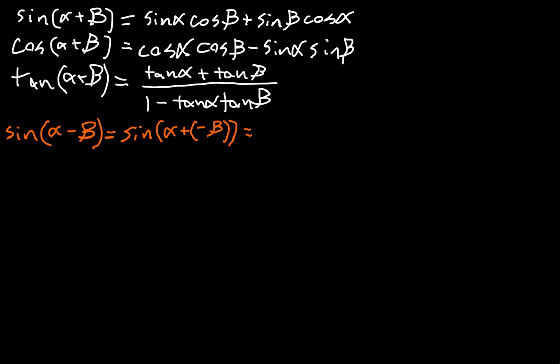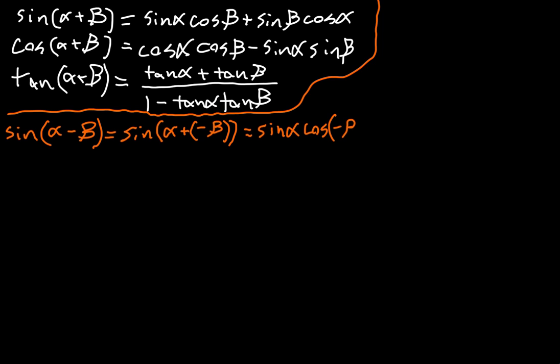So let's start with sine, since we're already here. That's going to be, and let's wall off this area, so we're done with this angle addition over here. This is going to be sine of alpha, which is still sine of alpha, times the cosine of negative b, plus the sine of negative b times the cosine of alpha, which is the same as cosine of alpha.